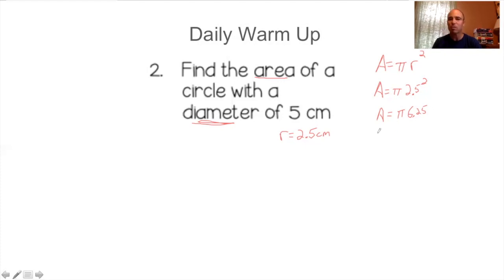Yep, 6.25 was right. Now, the truth is, you guys, that you could actually leave this as 6.25 pi, and of course, you'd have to say cm squared. If you want a decimal approximation, you'd have to multiply. You could use 3.14 as pi if you would like, if you wanted a decimal approximation.